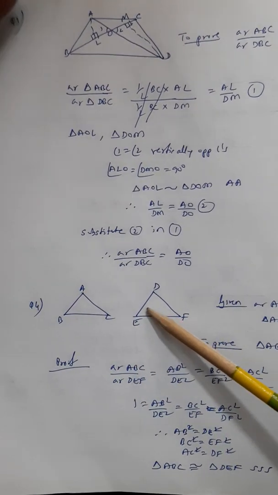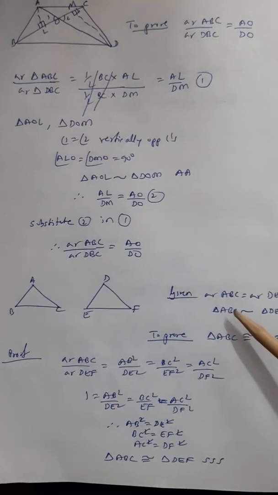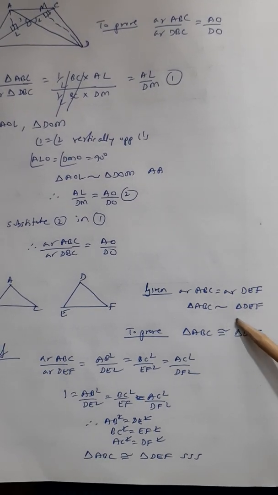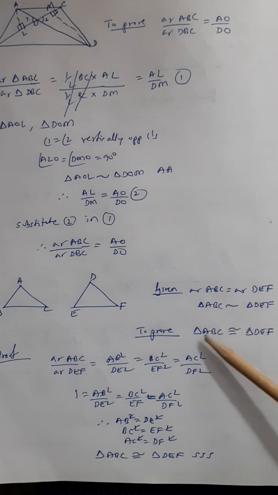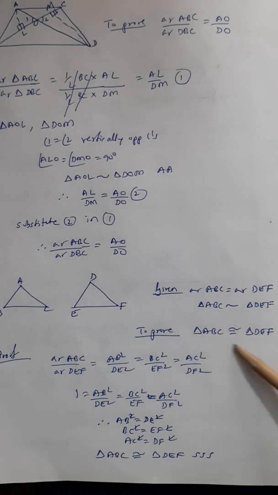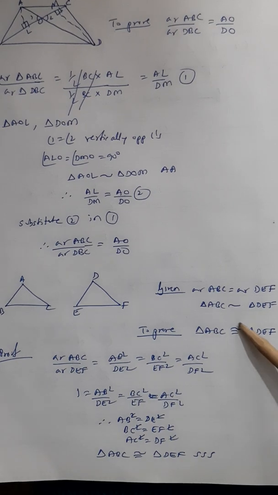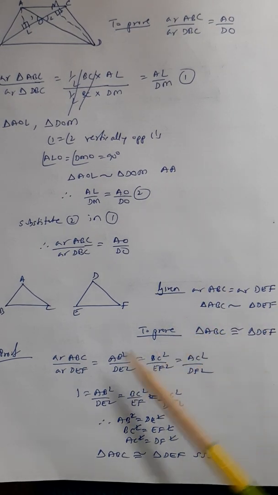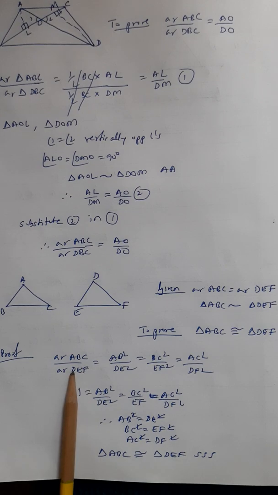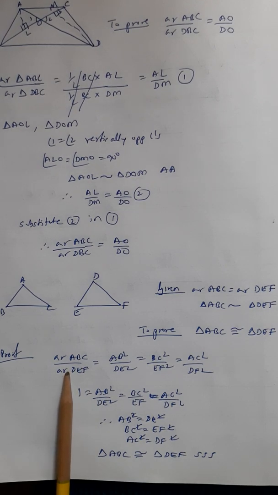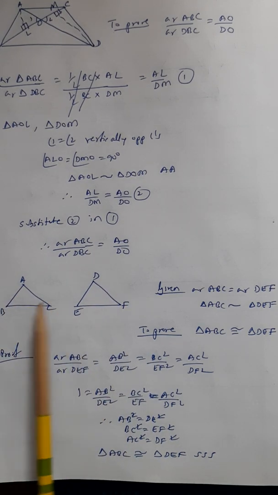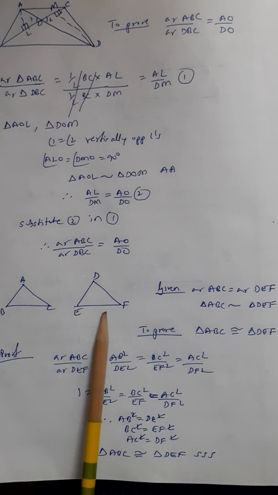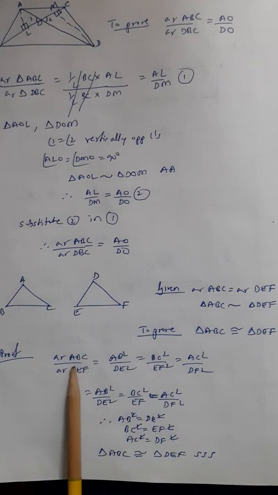ABC and DEF are two triangles whose areas are equal, and it is also given that the triangles are similar. We are given that the areas are equal and triangles are similar, and we need to prove that the triangles are congruent. Since the triangles are already given similar, we can apply the theorem: ratio of areas of two similar triangles is equal to the ratio of the square of their corresponding sides. So area of ABC by area of DEF will be equal to AB square by DE square, or BC square by EF square, or AC square by DF square, right?